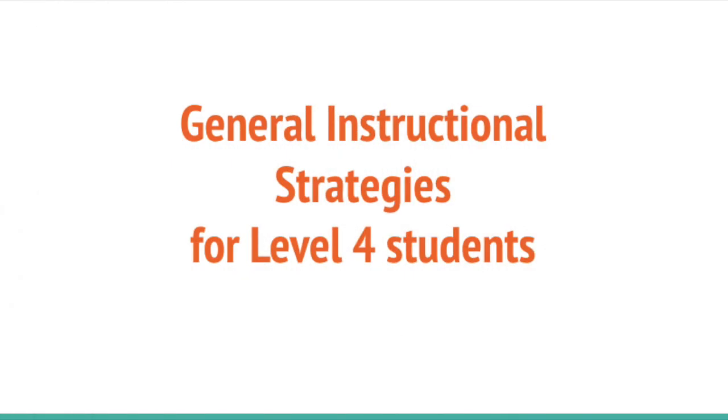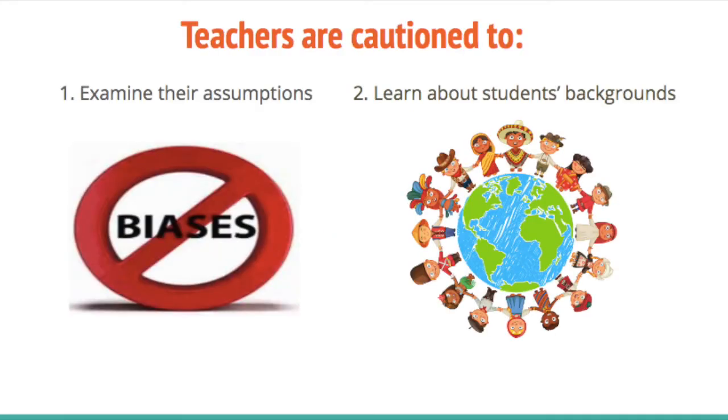Here are some general instructional strategies for Level 4 students. I will first begin by mentioning 4 steps teachers are cautioned to keep in mind. Number 1 is examine their assumptions. Teachers are to look at their own assumptions and make a conscious effort to free themselves of any unfair judgments made against students. Number 2, learn about students' backgrounds. This goes hand in hand with examining assumptions about students.